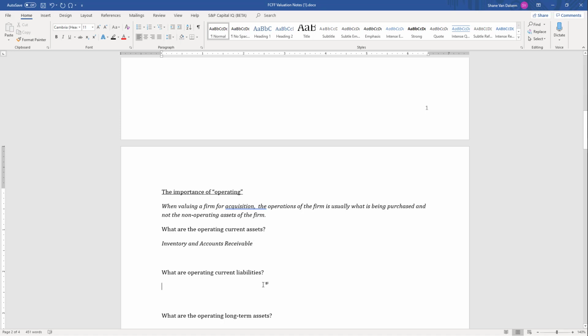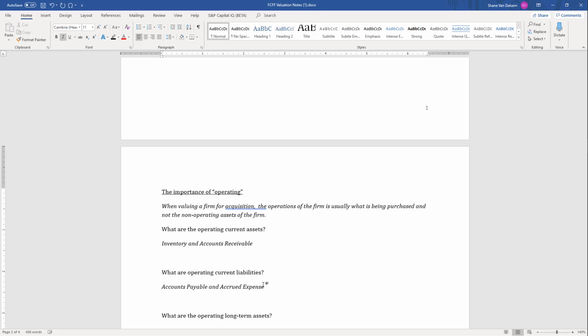What are the operating current liabilities? There's two main ones, and then I'm going to add an additional one because it's one that I've included in the examples and one that's going to show up in your case that you're going to look at. So what are the operating current liabilities? These are, again, ones that are generated from the day-to-day operations of the firm, and they are expected to be paid off in 1 year or less. So these are going to be accounts payable and accrued expenses.